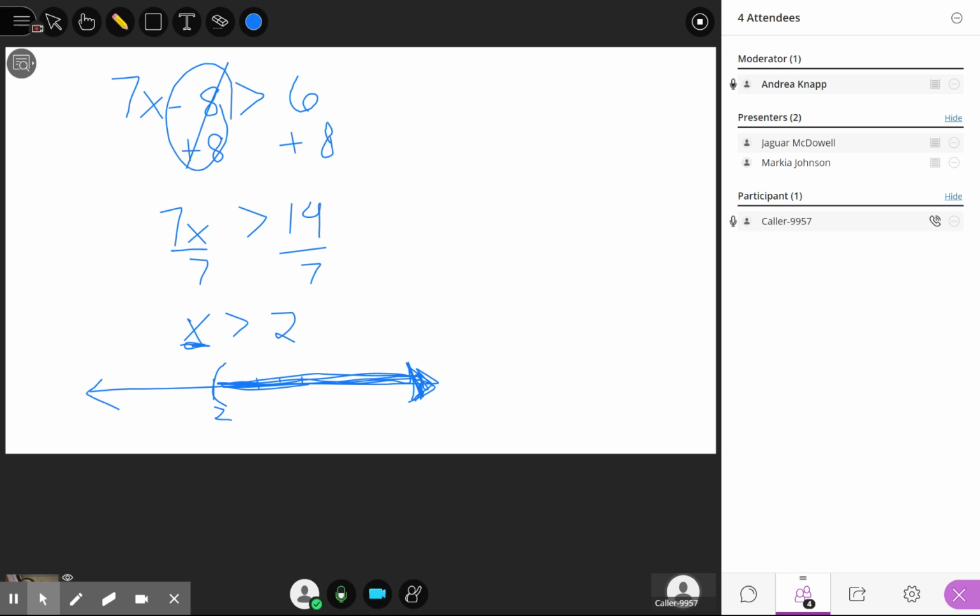Now, if the problem had been greater than or equal to 6, and a greater than or equal to sign, then we would have put a bracket here instead of a parenthesis.